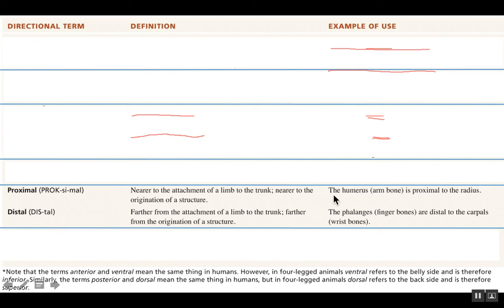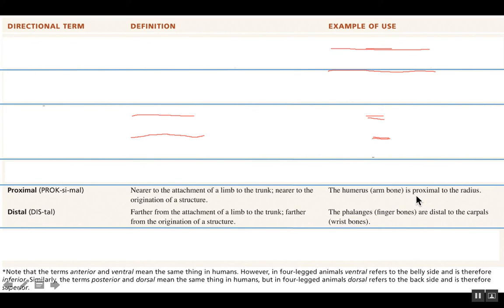So let's look at some bones in your arm. The large bone in your upper part of your arm is called the humerus. That's the bone that helps form the shoulder joint. So the humerus is proximal to the radius. The radius is in your forearm, so it's farther from that attachment. So your humerus is proximal. That would make your radius distal to the humerus.